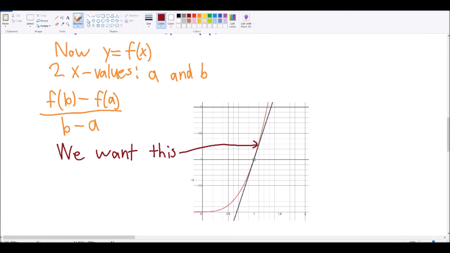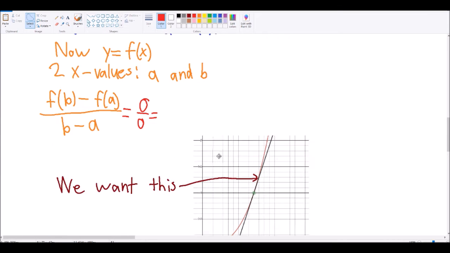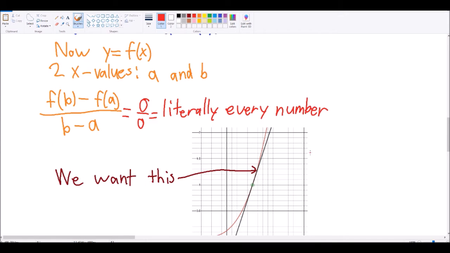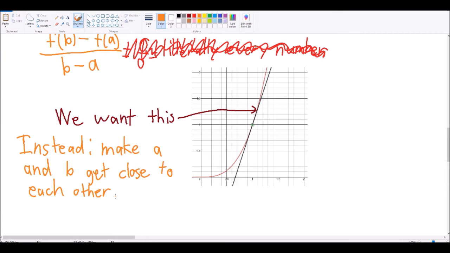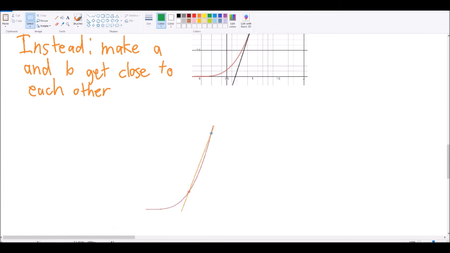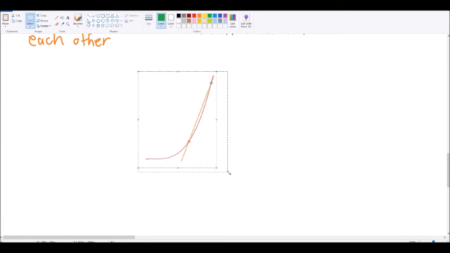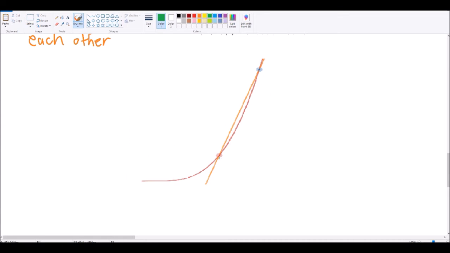But wait, if a and b were the same point, we'd get a 0 divided by 0 situation, and the answer is literally every number in existence. What we really need is for a and b to be really, really close to each other. No problem, we can make the points scooch closer to each other with a limit. But that raises a new question. Should we make a scooch closer to b, or should we make b scooch closer to a?